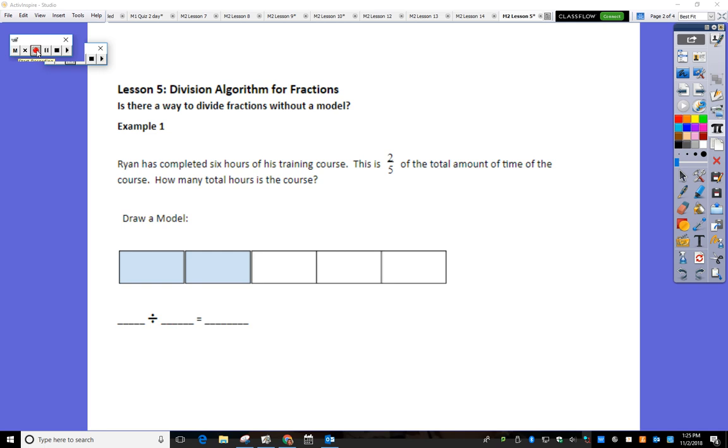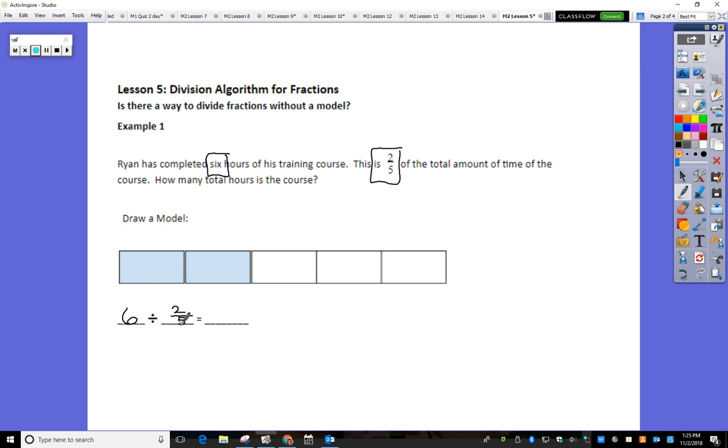So the first problem here says Ryan has completed 6 hours of his training course. This is 2/5 of the total amount of time of the course. How many total hours is the course? So this is one of those problems where it's telling us a whole number is a fraction. So when we have problems that say a whole number is a fraction of the total, that means we're taking the whole number and dividing it by that fraction.